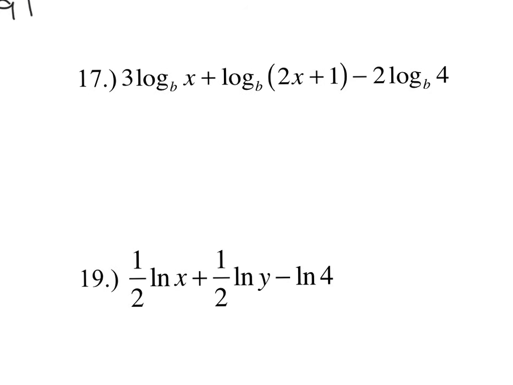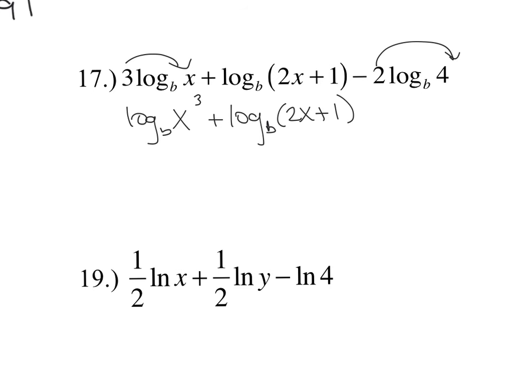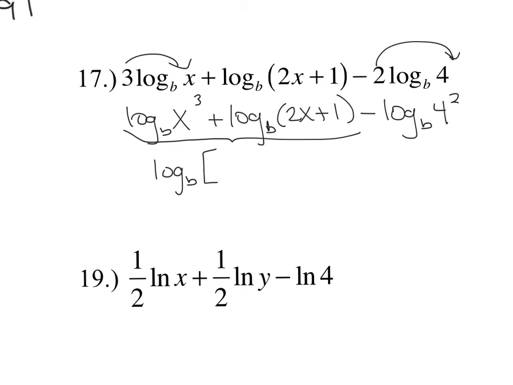Number 17, again, same idea. I'm going to take my exponents and move them up as powers. So you have log base b of x cubed plus log base b of 2x plus 1 minus log base b of 4 squared. So I'm going to condense my first two logs together using my product property. So log base b, and I'm going to multiply x cubed times 2x plus 1. You can multiply that out if you like.